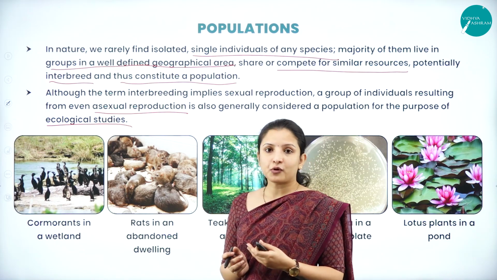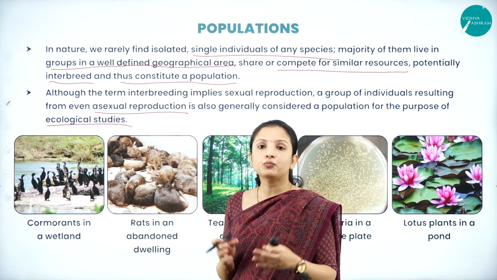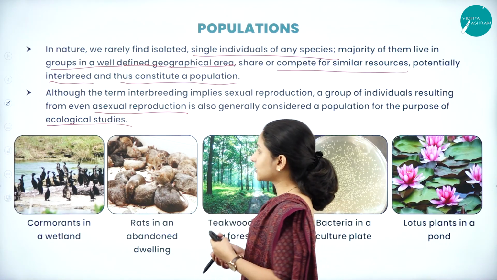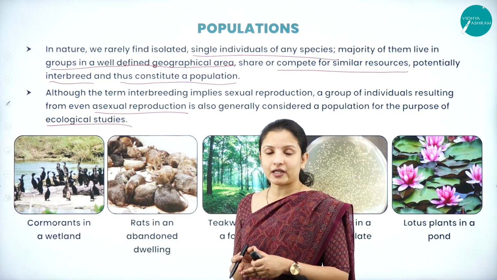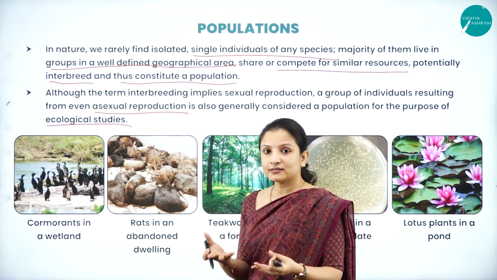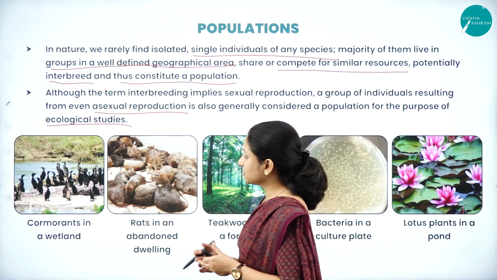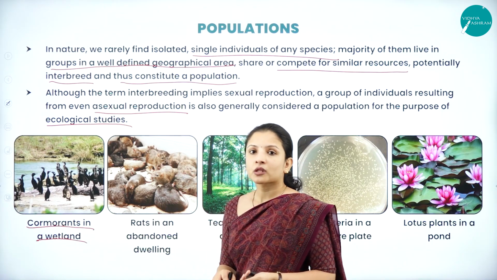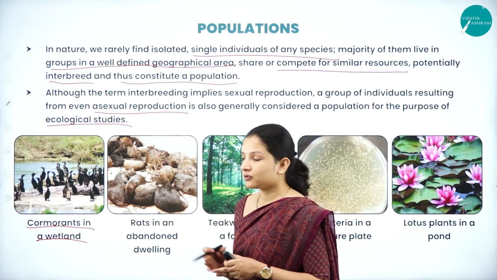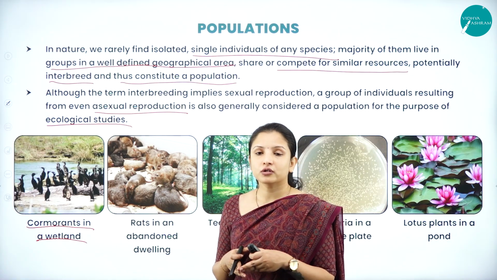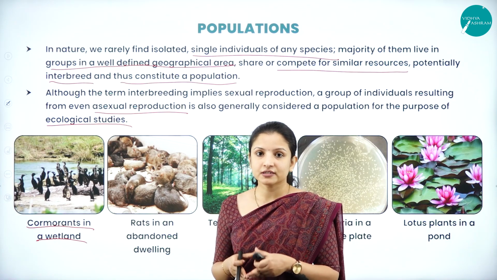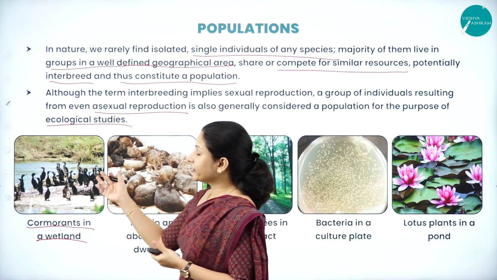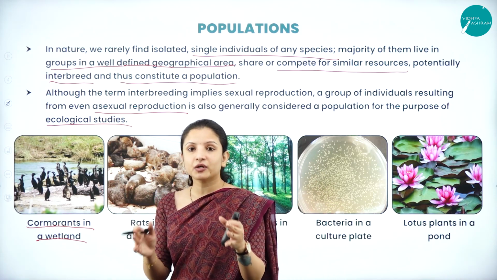So when we use the word population, it is nothing but a group of individuals in a particular geographical area or a habitat or wherever. So let's consider taking the examples of a few animals wherein we can easily understand what exactly a population means. So for example, a group of cormorants in a wetland. Cormorants are usually the birds which are found on the banks of the rivers and all that. In that they usually tend to be in groups. So that is also called a population of cormorants in that particular wetland.